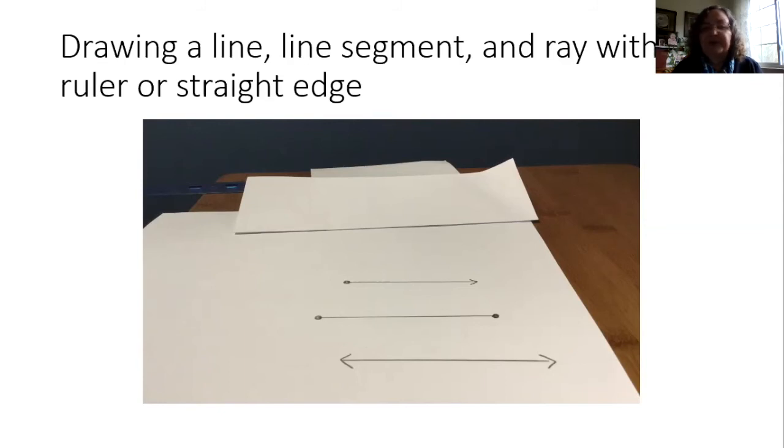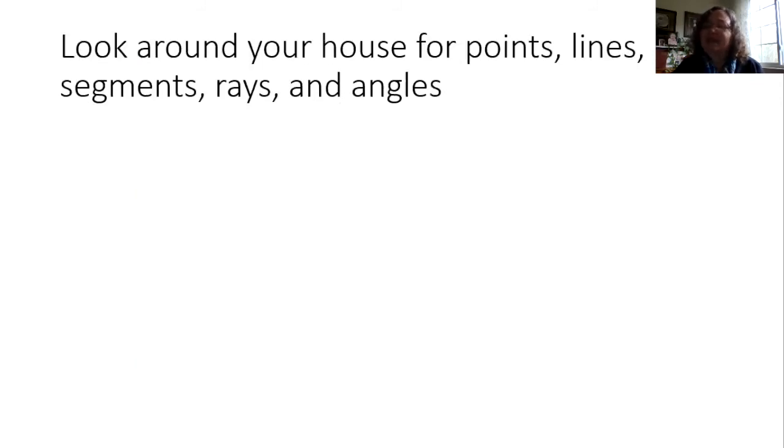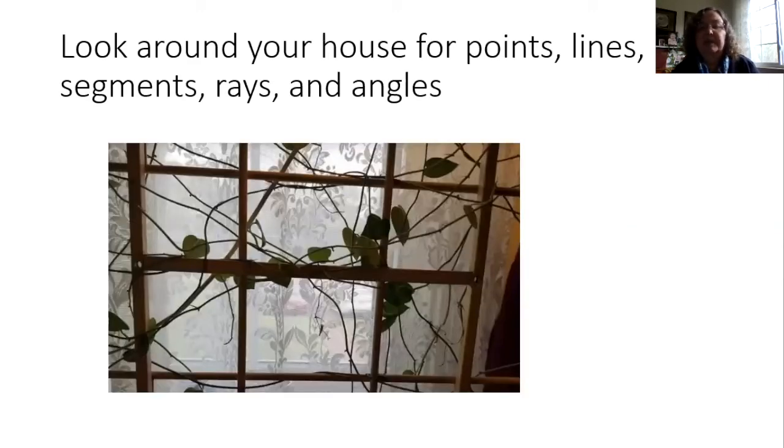Okay, wonderful. Now that we're back, the next thing I want to do is to look around your house to see if you can find points, lines, line segments, rays, and angles. So I looked at my house and I have this thing that's called a plant stand. And I was looking at that and I said, oh my goodness. The first thing I noticed were these 2 holes. And what do you think I called those? I called those points. You're right.